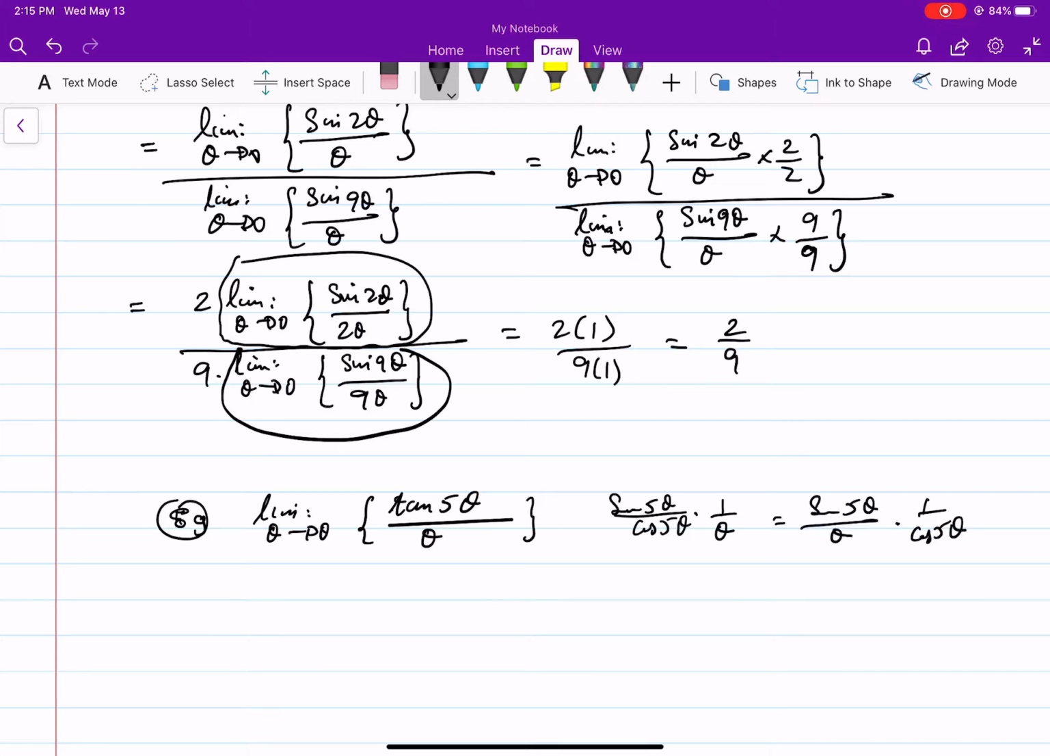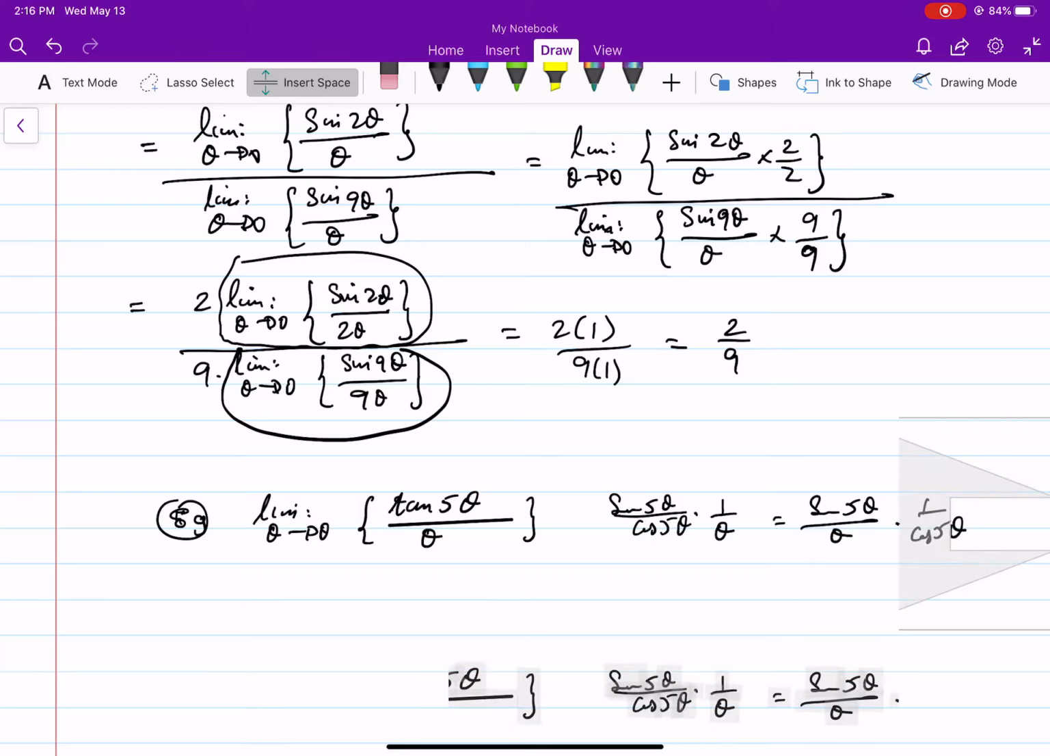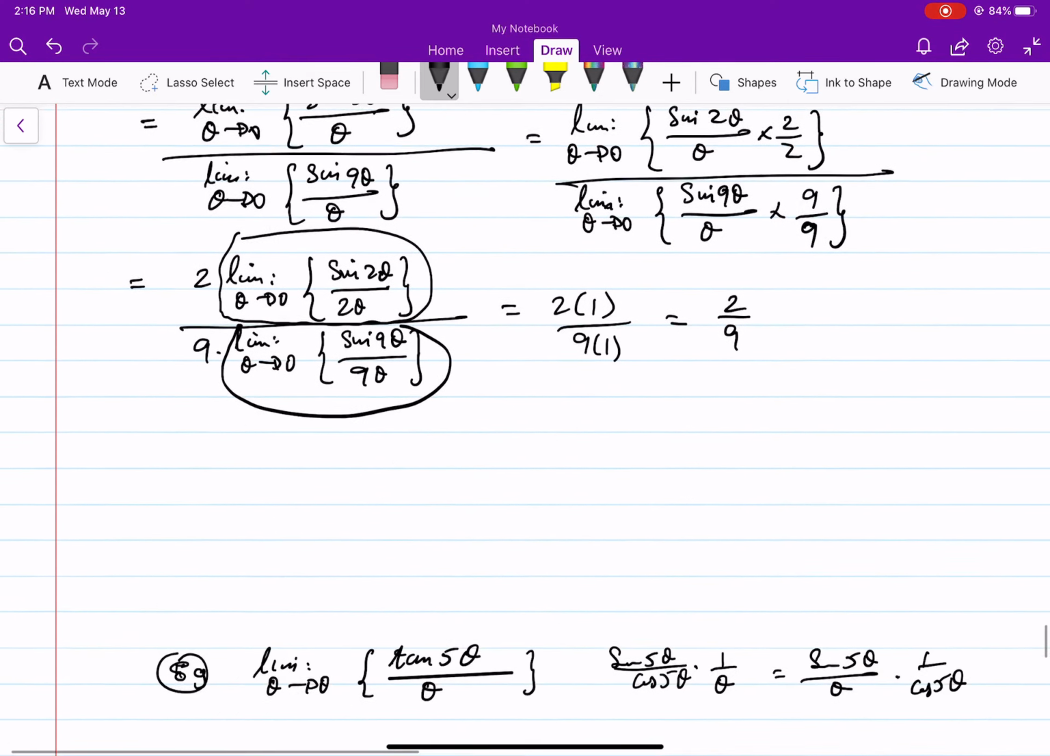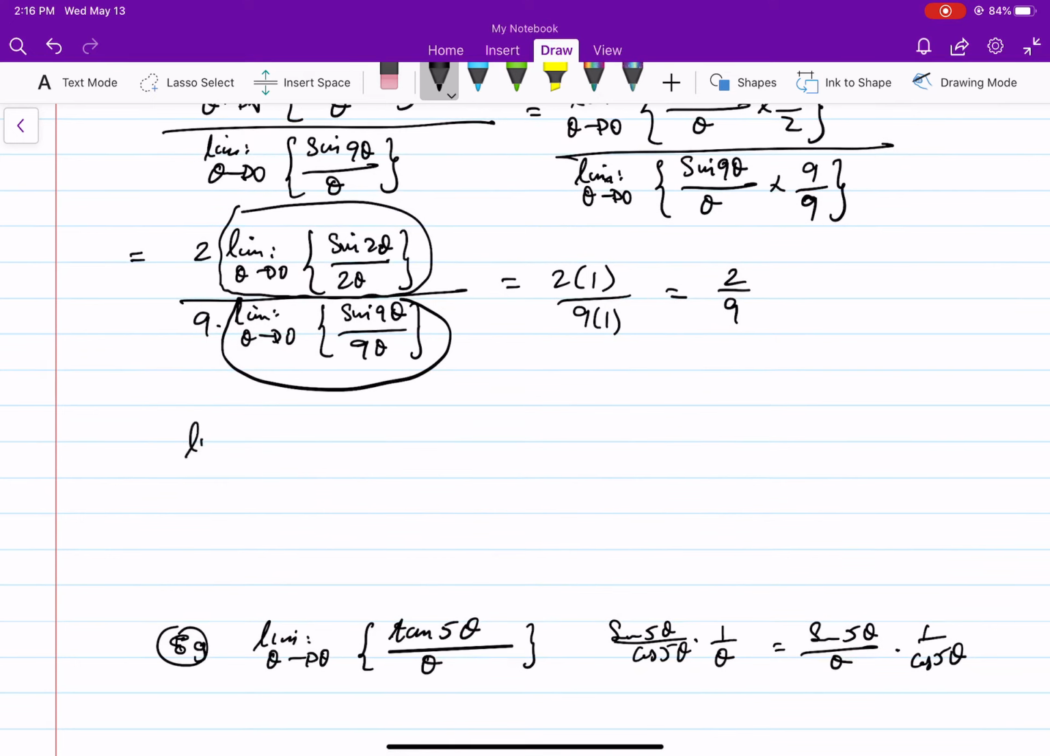Summary. Let me give myself a little space here. If I were to summarize that, I will say the limit as theta approaches 0 of sine 2 theta divided by sine of 9 theta is equal to 2/9.